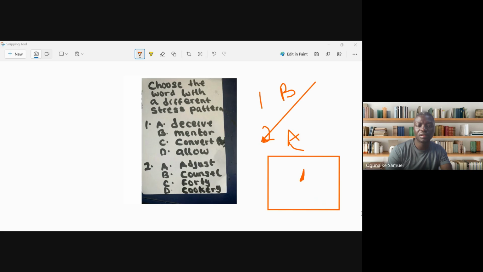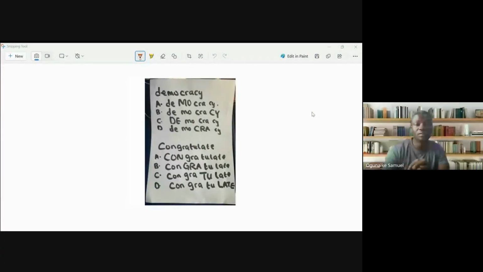Okay, I think I have it now. So when you look at this, these are examples of polysyllabic words. Poly means more than two. So we have democracy. I think democracy has 4. This one has 4. Congratulate, okay, this one also has 4 syllables. Okay. Let's start with that word.